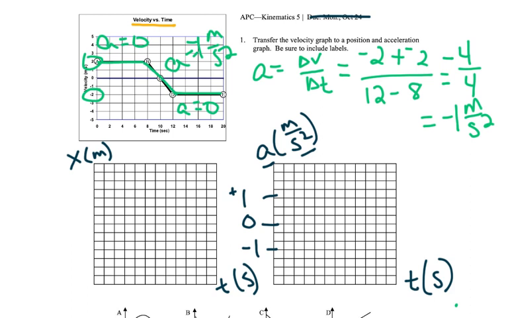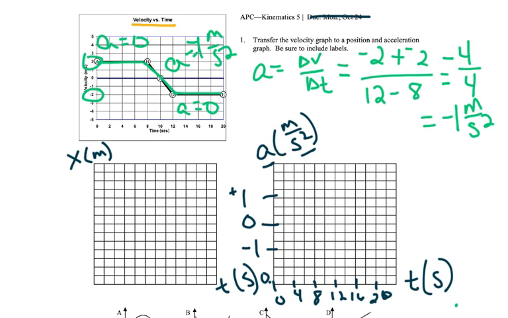I also need to do my times. So I'm going to go by 2s, but I'm only going to mark every other one. So 2, 4, 6, 8, 10, 12, 14, 16, 18, 20. Okay, so that's to keep it from being super crowded down there.